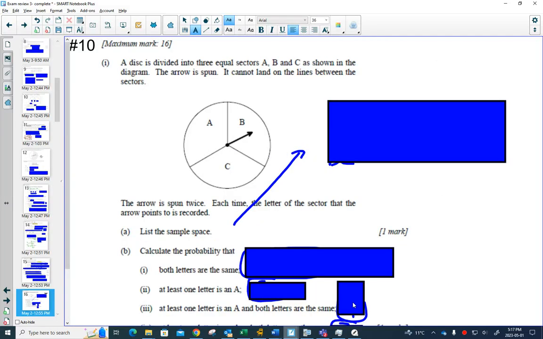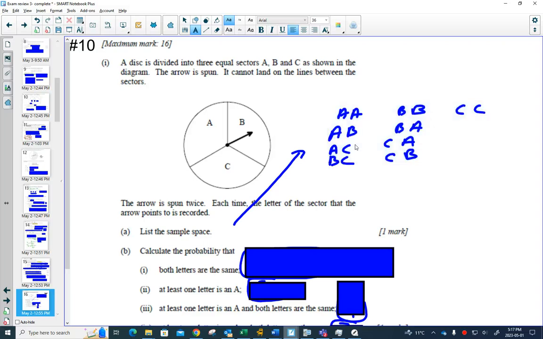Question number 10. A spinner is divided into 3 equal sectors, A, B, and C, as shown in the diagram. An arrow is spun. Each time, the letter of the sector that the arrow points to is recorded. So list the sample space. What could you get? It's spun twice. You could get A twice, A, B, A, C, B, C, B, B, and so on and so forth.